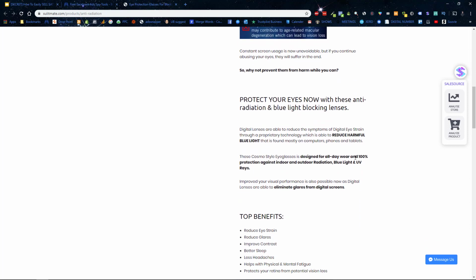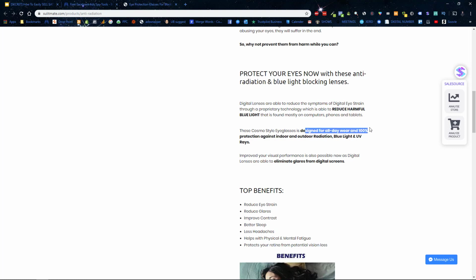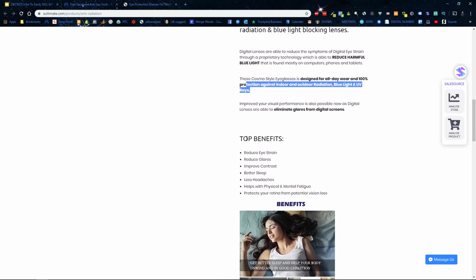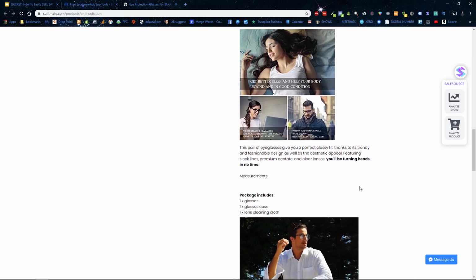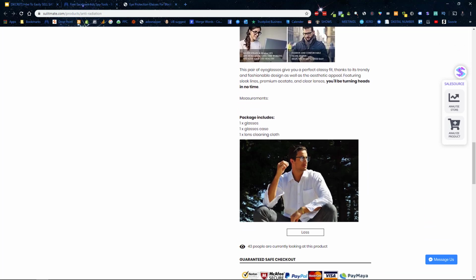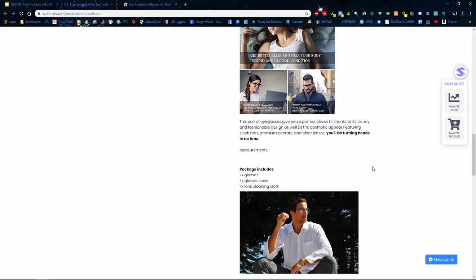So anyway, you get the idea, and then they explain more benefits, reduce harmful blue light, and they even go to the degree of putting it in bold, because obviously that gravitates your attention. Top benefits again, and then again an image of their benefits, and then what the specifications are. Don't forget as well, if your product has specifications, to include that as well. All right, so use these pages as reference.